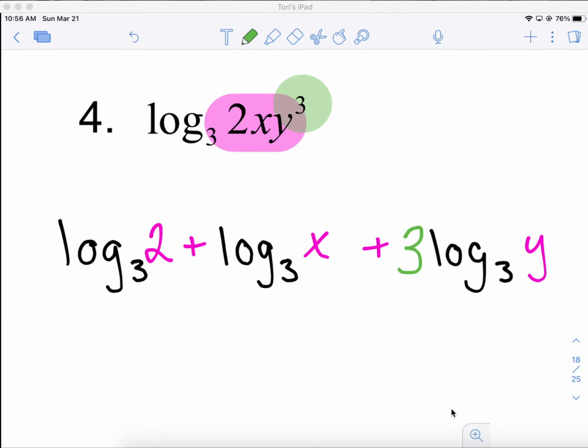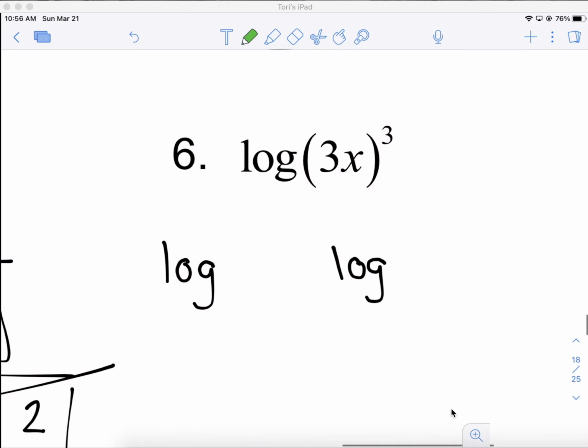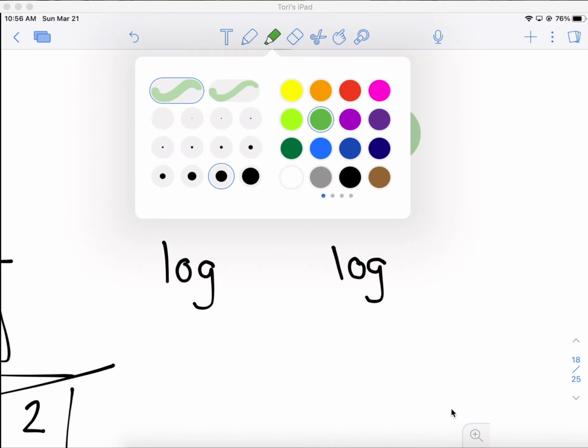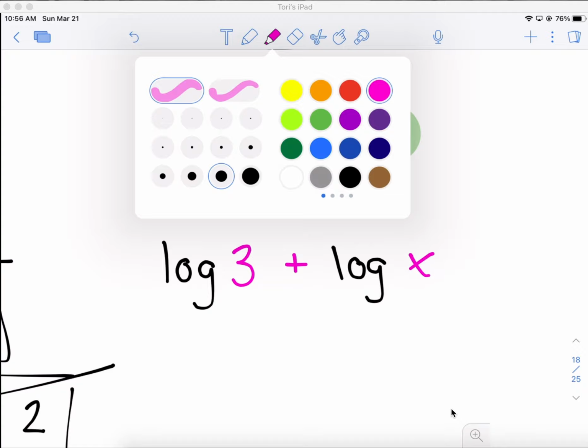All right, I'm going to compare that to number 6 now. On number 6, that 3 belongs to the whole problem. So you have 2 different options, and I'll show you both of them. Let me highlight this real quick. You definitely want to make sure you understand you have log of 3 and log of x, and they're adding together because it's multiplication. But you could do this 2 different ways.